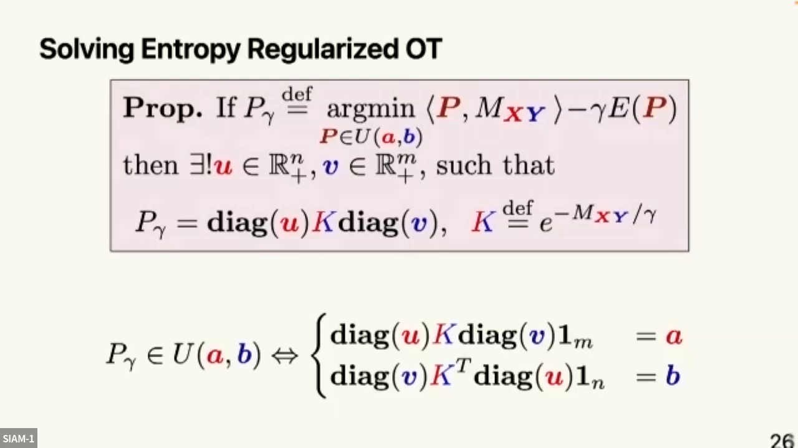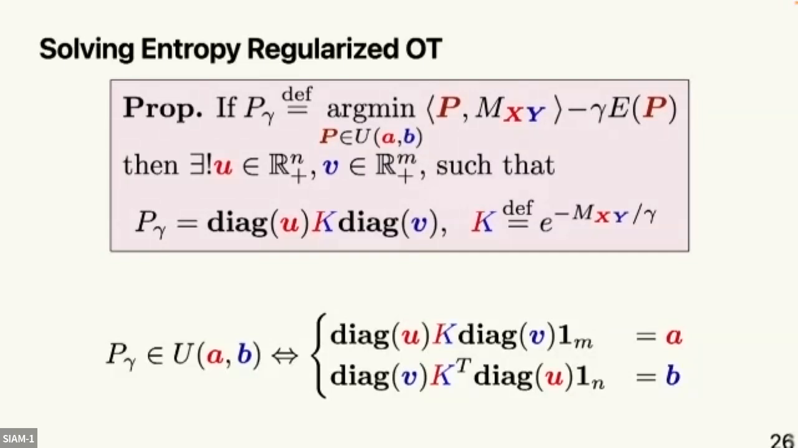And not only that, if you just use the Lagrange method of multipliers, so really the most simple tool that you can come up with for constrained optimization, you will find quite quickly that the solution P gamma must have a very specific factorization, and that factorization is as follows.